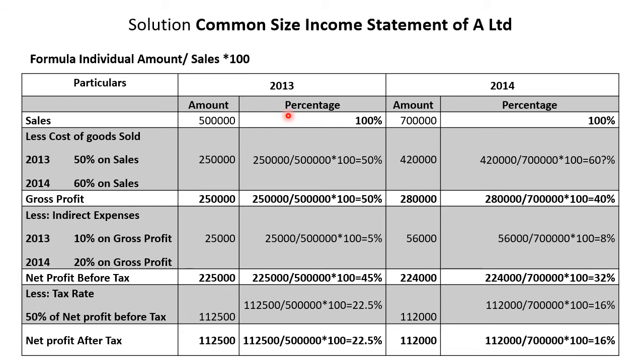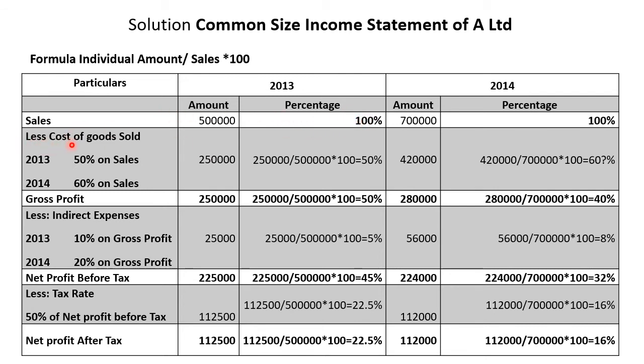Now let's do the calculation for 2013 first. I've already done the calculations. I'm just explaining it for you guys. Kindly concentrate here a little bit. Okay, and now for 2013, sales value is 100%.